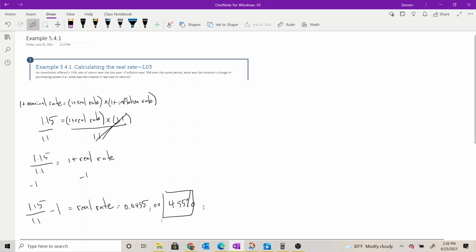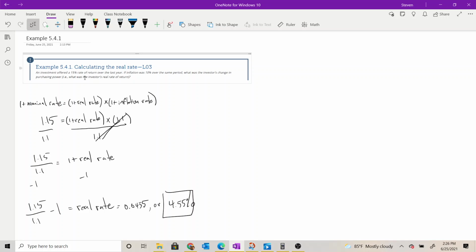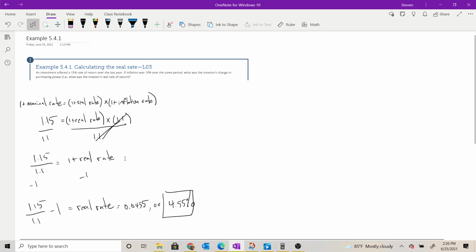Right? Now, you can get pretty close to this. In fact, it's even called a Fisher Approximation if you just take the rate of return minus the inflation rate. So in this case, our rate of return was 15%, inflation was 10%, so 15% minus 10% gives us 5%. And that is an approximation in the change of our purchasing power. But it's not quite exact.